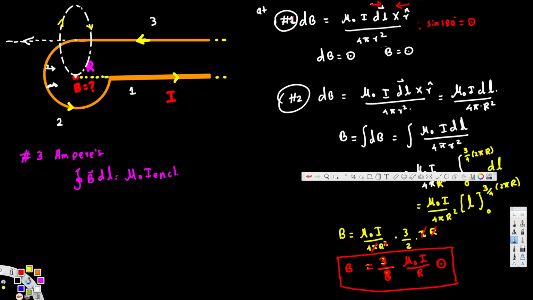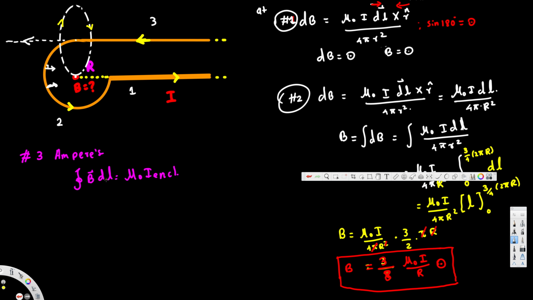So this is our imaginary Ampere loop, and using this we are going to find the magnetic field through this long straight wire. Okay, now let's go ahead and do that.